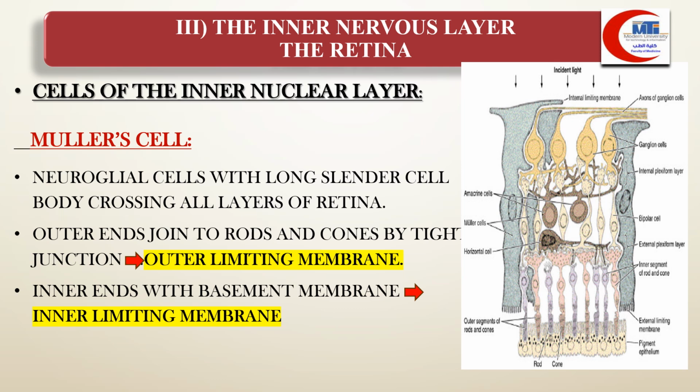The last cell is the Müller cells. Müller cells are neuroglial or supporting cells that form the inner and outer limiting membranes. Their outer ends join the rods and cones by junctional complexes, forming the outer limiting membrane. Their inner ends form the inner limiting membrane.